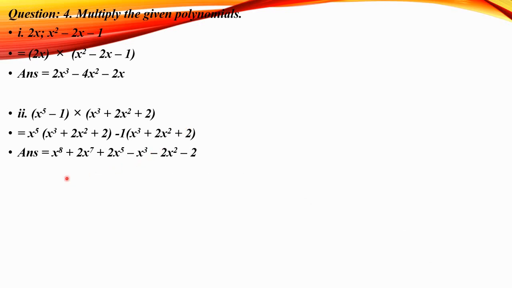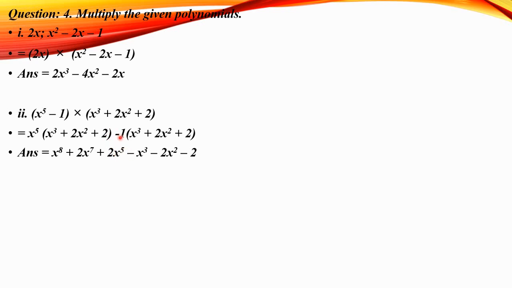So when we multiply x raised to power 5 and x raised to power 3, we get x raised to power 8. x raised to power 5 into 2x raised to power 2 will be 2x raised to power 7. x raised to power 5 into 2 is equal to 2x raised to power 5.